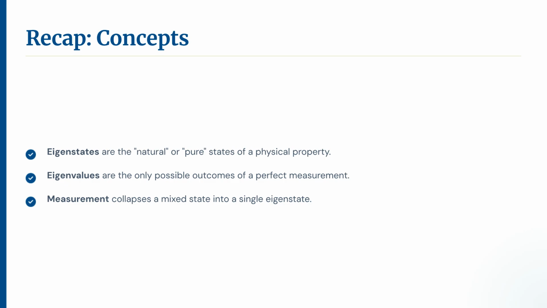Finally, let's review the concepts and mathematics of eigenvalues and eigenstates. To recap the concepts, eigenstates are the pure states of a property. Eigenvalues are the only possible measurement outcomes. Measurement collapses a mixed state into a single eigenstate.